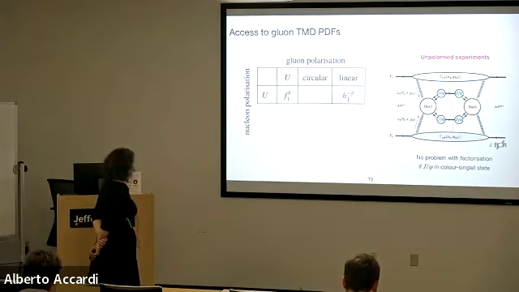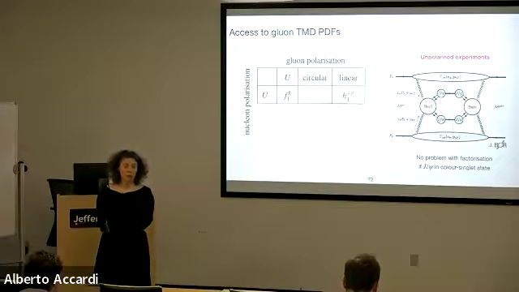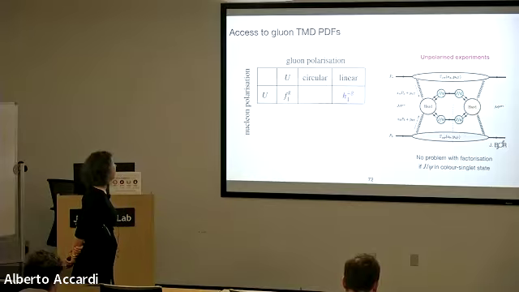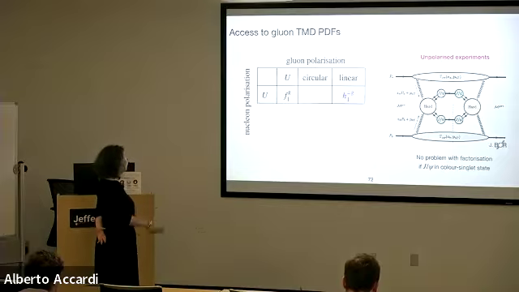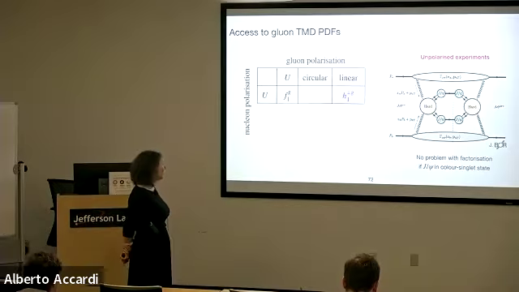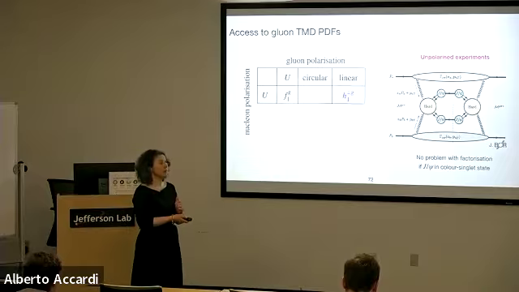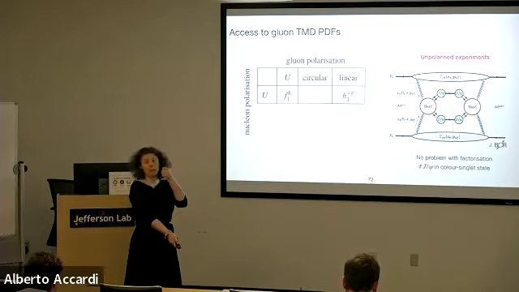Now we can access also gluon TMD PDFs at unpolarized experiments, as we could for quark TMD PDFs, and as we did for quark TMD PDFs, we can only access 2 gluon TMD PDFs, namely for unpolarized gluons in an unpolarized nucleon, and for linearly polarized gluons in an unpolarized nucleon. And the way to do that is by looking at pp collisions and the production of two J/psis that are nearly back to back.